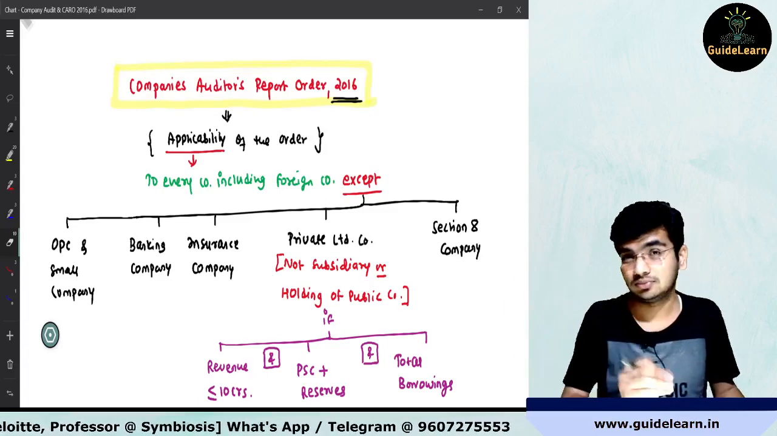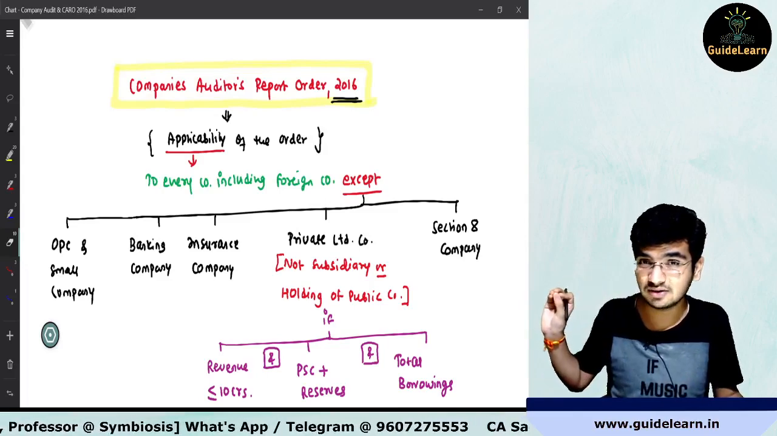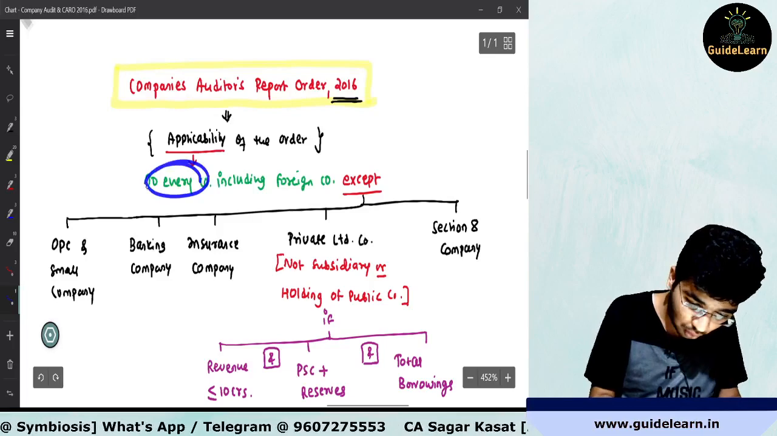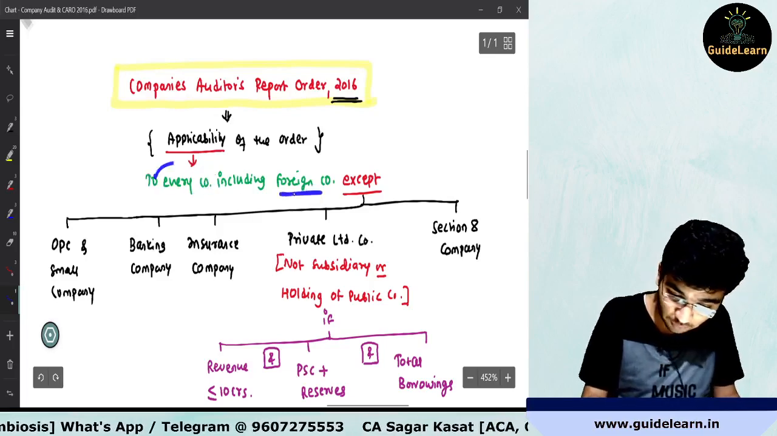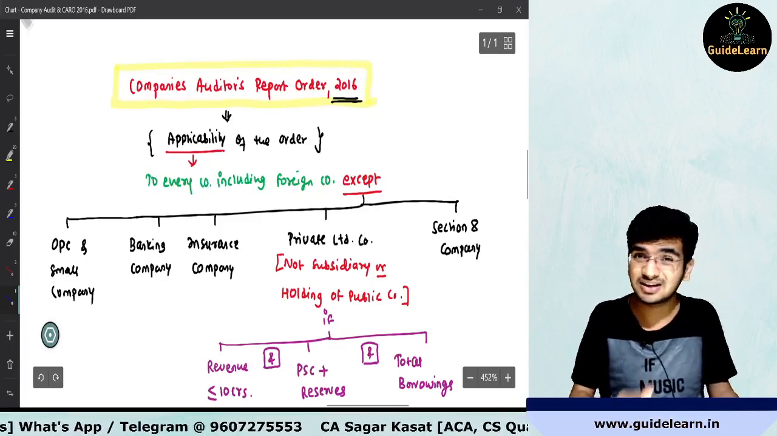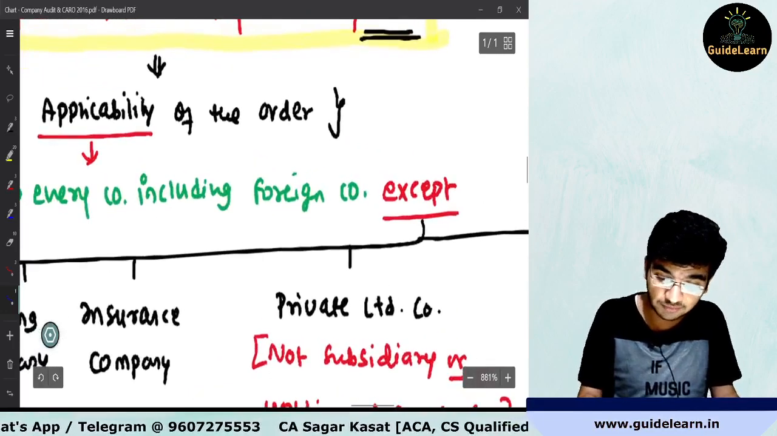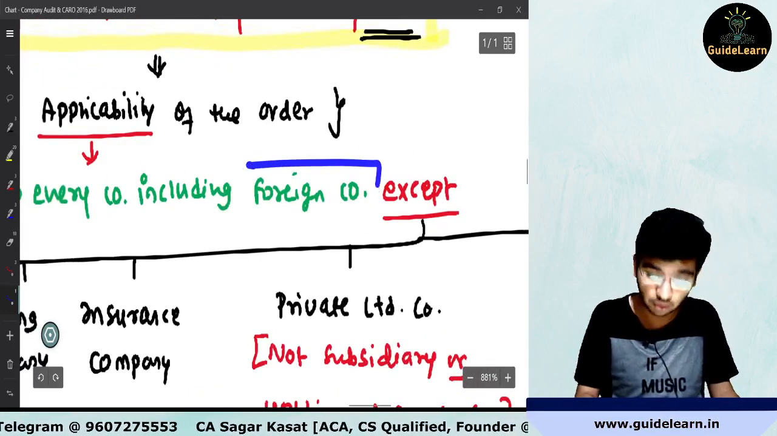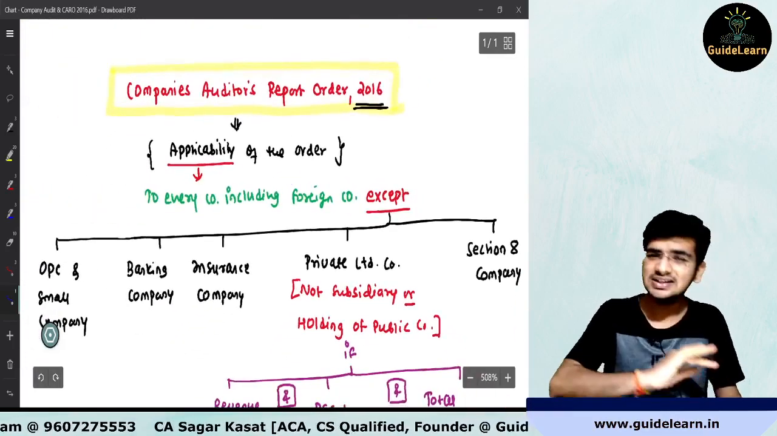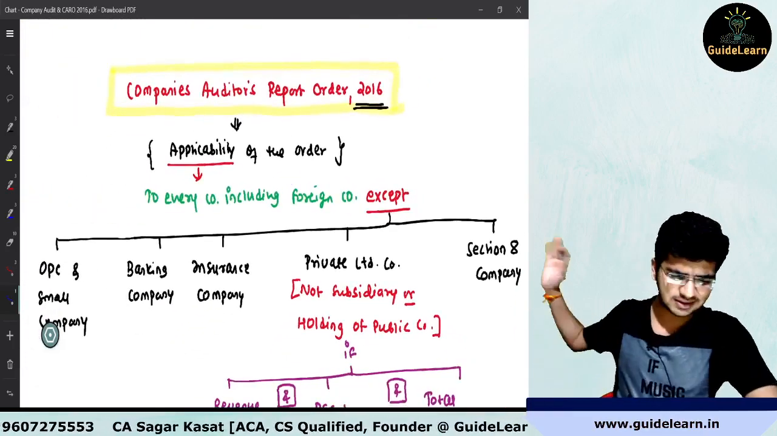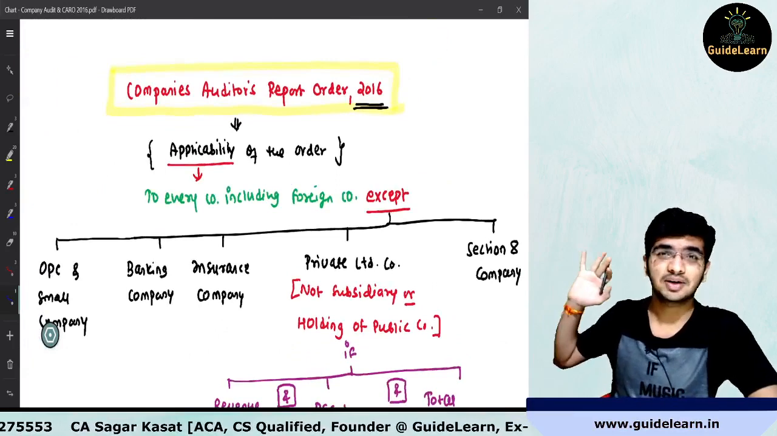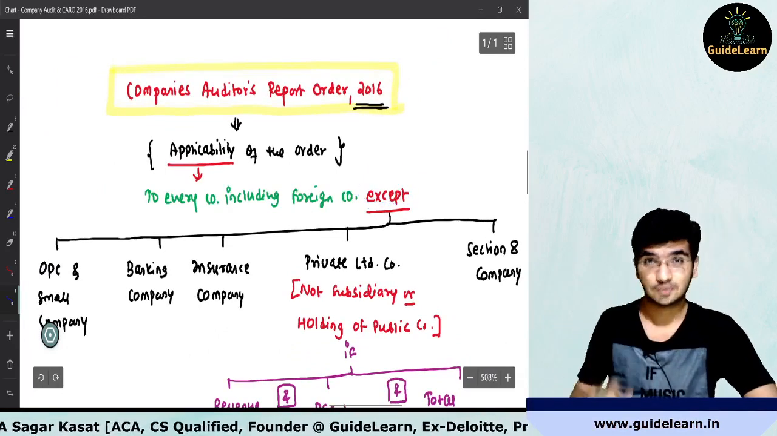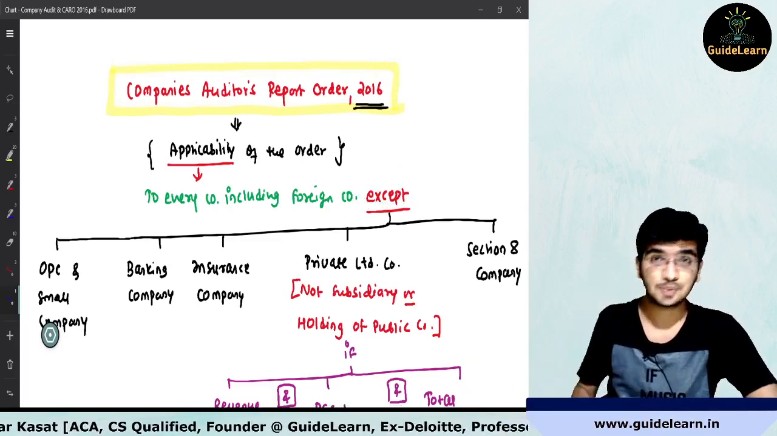So to whom will this CARO 2016 be applicable? So guys, this will be applicable to all the companies, including the foreign company. This is very important. So please remember, foreign company as per the definition of the Companies Act 2013, obviously. So, speaking very frankly, this is applicable to every company including the foreign company, but sir, there are certain exceptions. So you have to remember 5 exceptions.